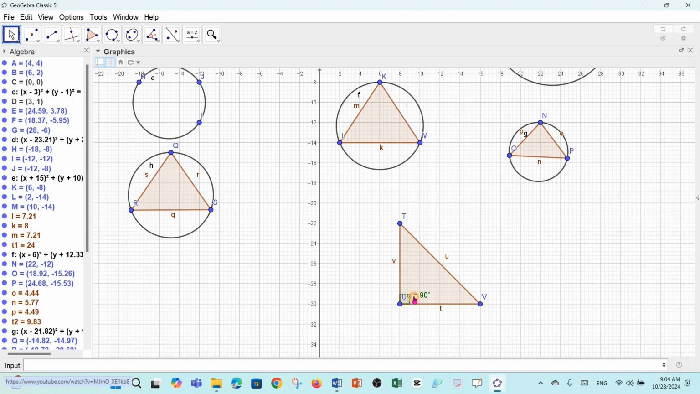Now this is a right angle triangle. If you want a circle passing through the vertices of a right angle triangle, what happens? Let's see. Let's select the 3 points. Yeah, and now let's find the center of this circle.